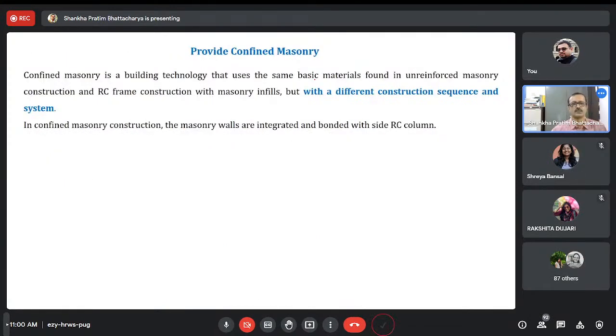The last one in masonry is to provide confined masonry. This confined masonry was again developed by CBRI Roorkee.